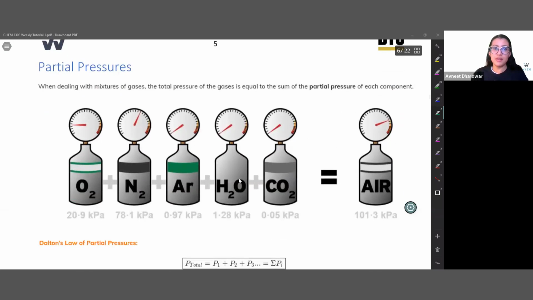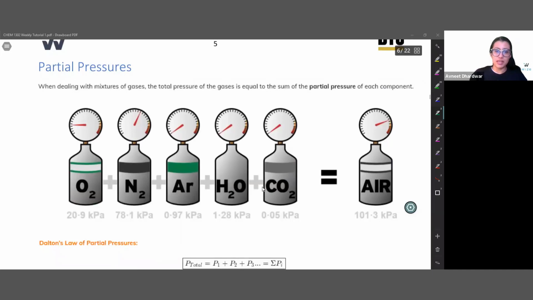Okay, the next concept that we're going to take a look at is partial pressures. So first, we'll just learn about what partial pressure is. What does that mean? So if we look at air, air is actually a combination of a lot of different gases. It's a mixture. There's not just one gas that makes up air. So these are some of the gases that make up air.